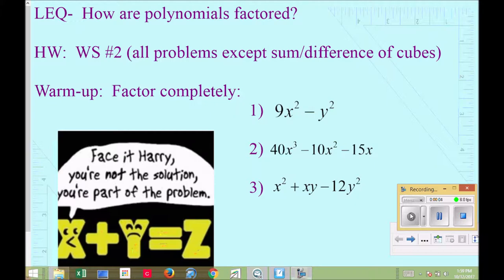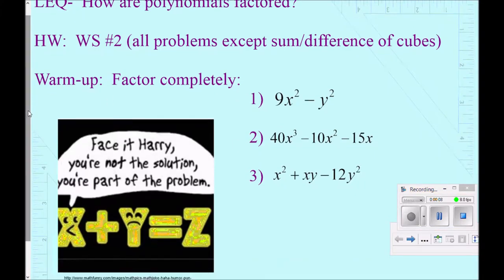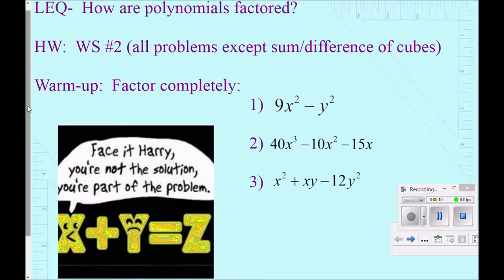Okay, so this is the third lesson of Unit 3. So we started with this warm-up. So to pause the video, take a moment, work on the warm-up, and then play to check your answers.